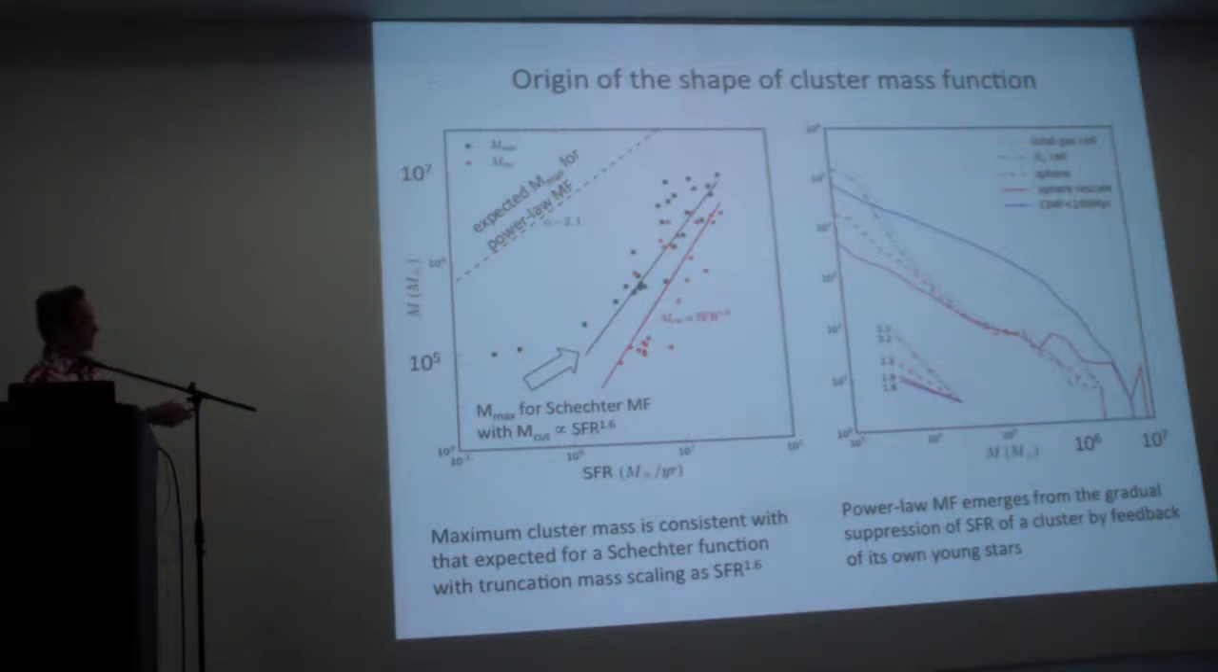What you see on the left plot are maximum masses of star clusters that we measure in galaxies at different times, and there's a very strong correlation with star formation rate. So the higher the star formation rate, the more massive clusters form in the galaxy, and that sort of makes sense.